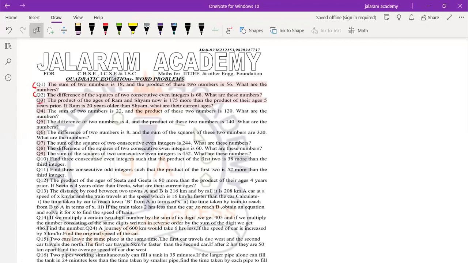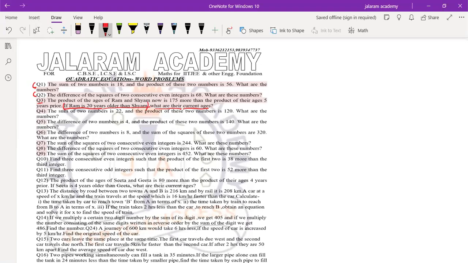doubts in question 3. The product of the ages of Ram and Syam now is 175 more than the product of their ages 5 years prior. If Ram is 20 years older than Syam, this statement must be used first of all. This is the relation between the ages of Ram and Syam in the present year. These are the current ages of Ram and Syam. And who is older? Think about this. Ram is older, Syam is younger, Ram is older by 20 years.